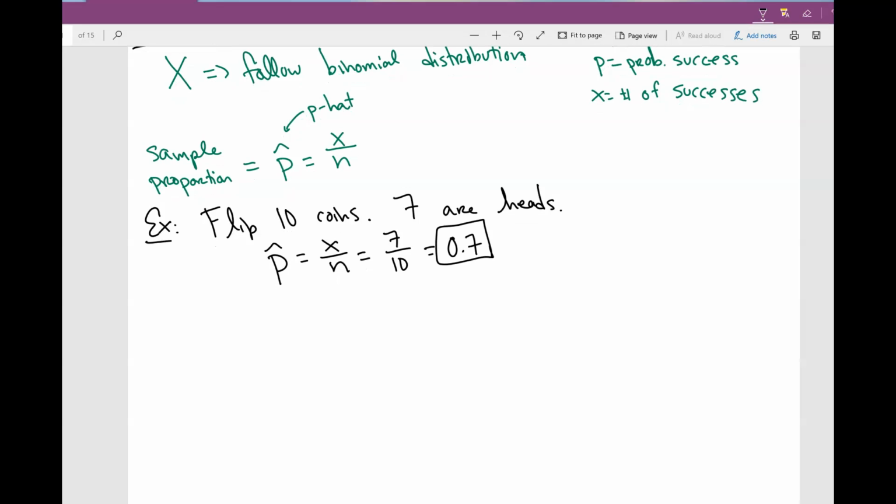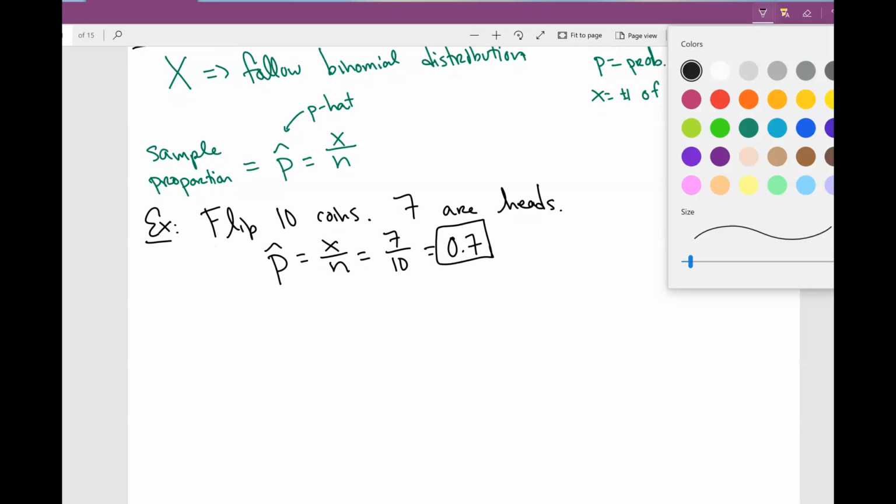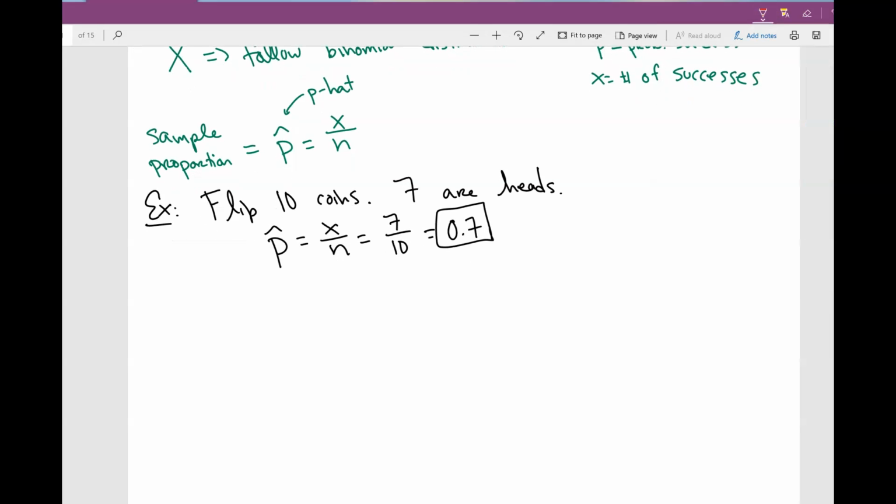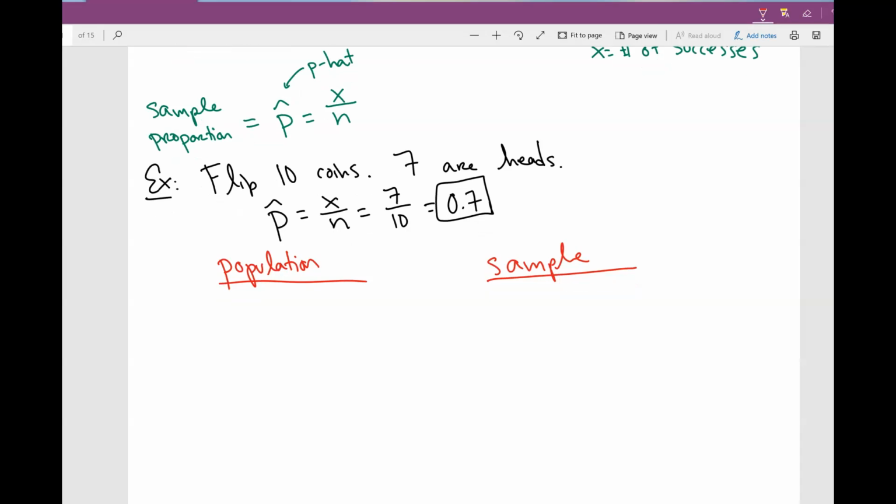So now if we think about sample and population, let's just do a little bit of a recap. Let's say we have population, and we also have sample. Well, when we talked about population, we were talking about parameters. And the parameters for a population were mu, sigma, and now P. So mu was the population mean, sigma was the population standard deviation, and P is the population proportion.